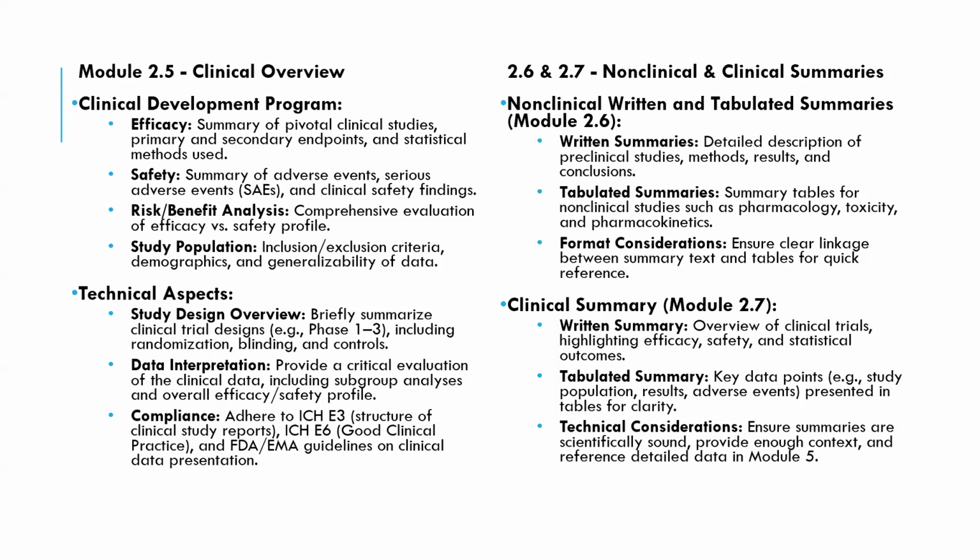It shouldn't be like in Module 5 you are writing something that is not making sense with the summaries that you're providing in Module 2.7. That shouldn't be the case. All your data need to be aligned for a better review and faster approval. Okay.